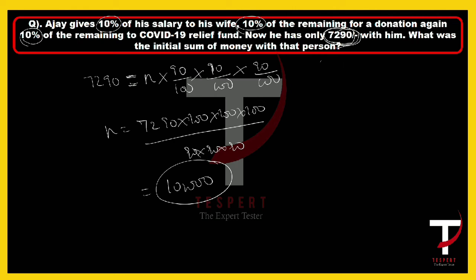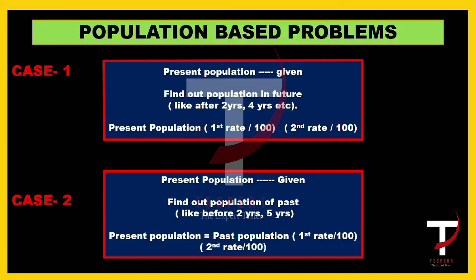So the next slide, population based problems. In this case we have two types, case 1 and case 2. In case 1, the present population is given. In case 2 also the present population is given, not to worry about it. But in case 1 we are asked to find out the population in future, the population of a certain area, a certain city or a country. That means after 2 years, what will be the population, after 5 years or 6 years, like that.